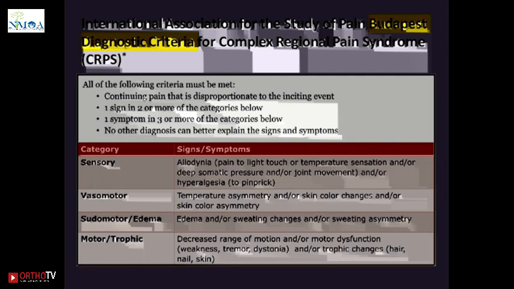Now, there is the International Association for the Study of Pain, Budapest Diagnostic Criteria for Complex Regional Pain Syndrome, wherein there are 4 categories, and all of the categories must be met. First one is continuing pain that is disproportionate to the inciting event. One sign in 2 or more of the categories below. One symptom in 3 or more of the categories. There are 4 categories actually which are mentioned down. And no other diagnosis can better explain the signs and symptoms.